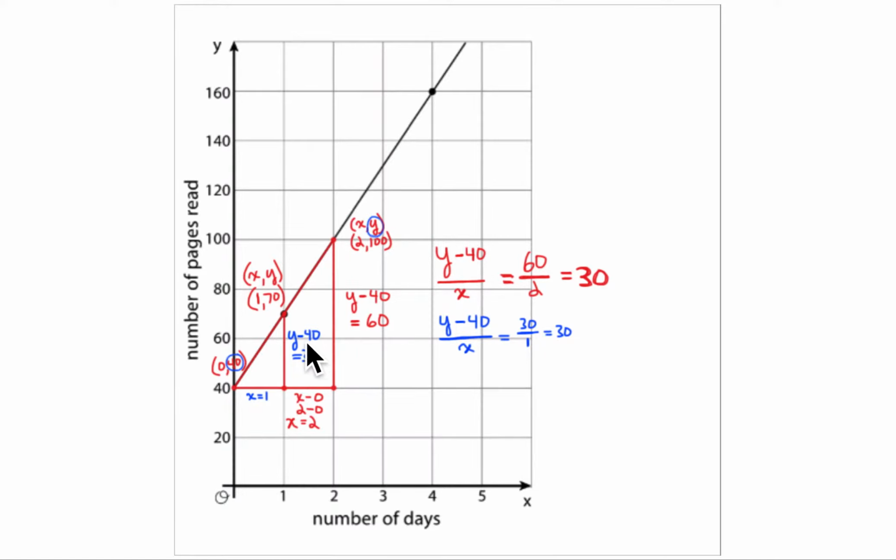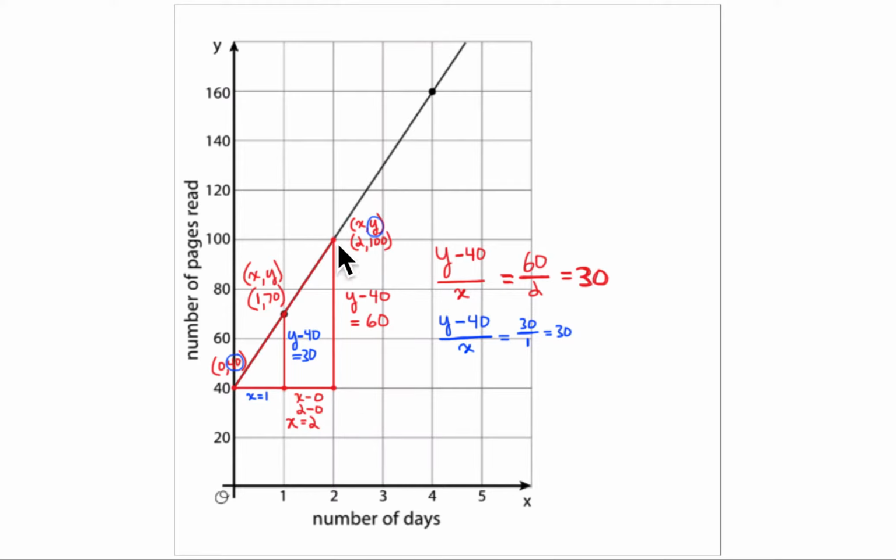What you in effect are doing is sliding the slope triangle down to the x-axis. So y minus 40 over the number of days. Well, the number of days is just x. You don't have to subtract anything from the x because you're already at the y-axis. So this is x minus 0, which is equal to x. So y minus 40 over x. Now what's that equal as far as the slope?